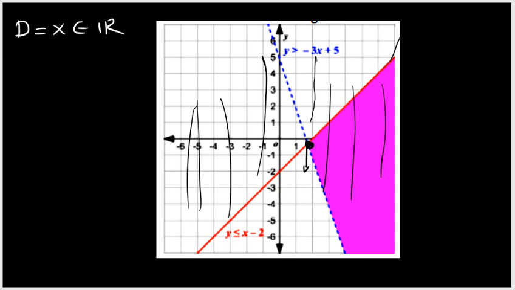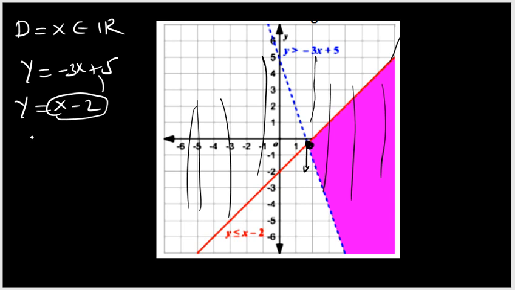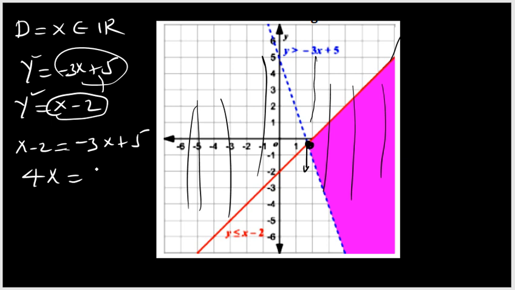Let's get it. As I said before, let us take the two equations. The first one, y is equal to negative 3x plus 5. The second equation, y is equal to x minus 2. So let us make the two equal: x minus 2 is equal to negative 3x plus 5. Why? Because both of them are y, so we can equalize them. By reshuffling, 4x is equal to 7, so x is equal to 7 over 4.